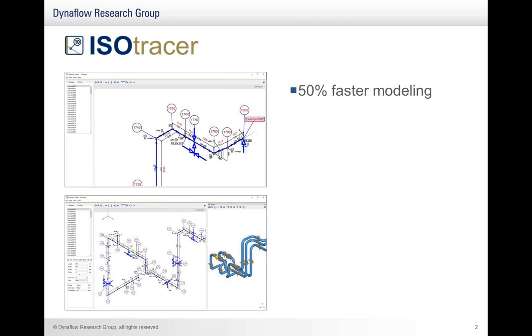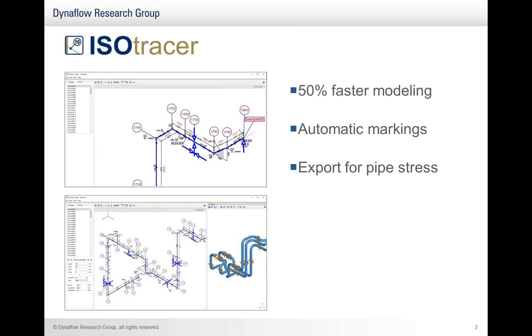So with this software tool, you can model your piping system 50% faster with respect to just doing it by hand, every input. Also, it provides automatic markings, so all the nodes, all the lines, all the values that you set into the software are automatically marked on the isometric.